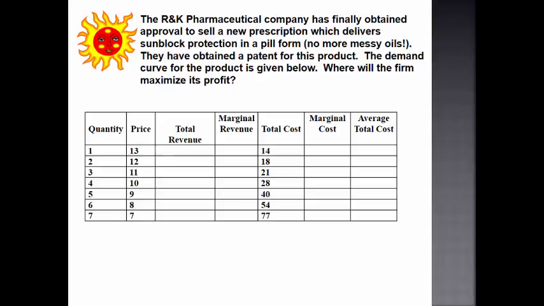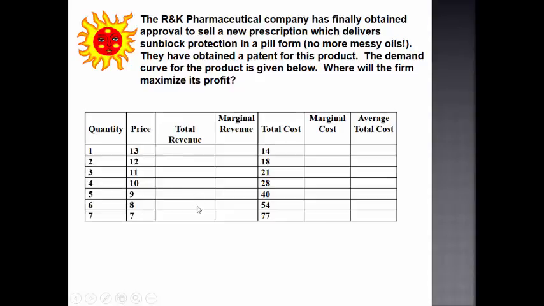We need to investigate where the firm will maximize its profit, what quantity will be sold, and what price will be charged. So we investigate that if the price is $13, only one unit is demanded. But if they lower the price to $12, 2 units are demanded, and so forth down the demand curve.